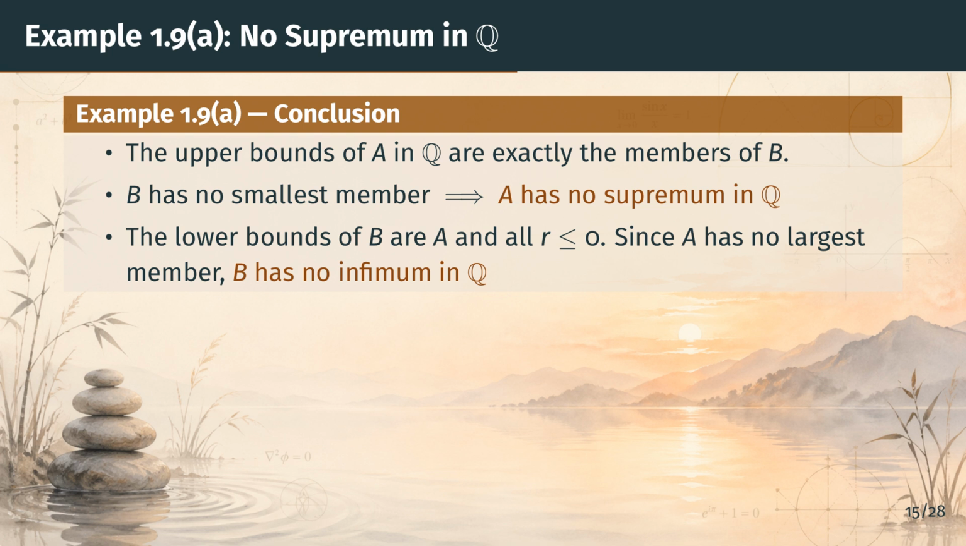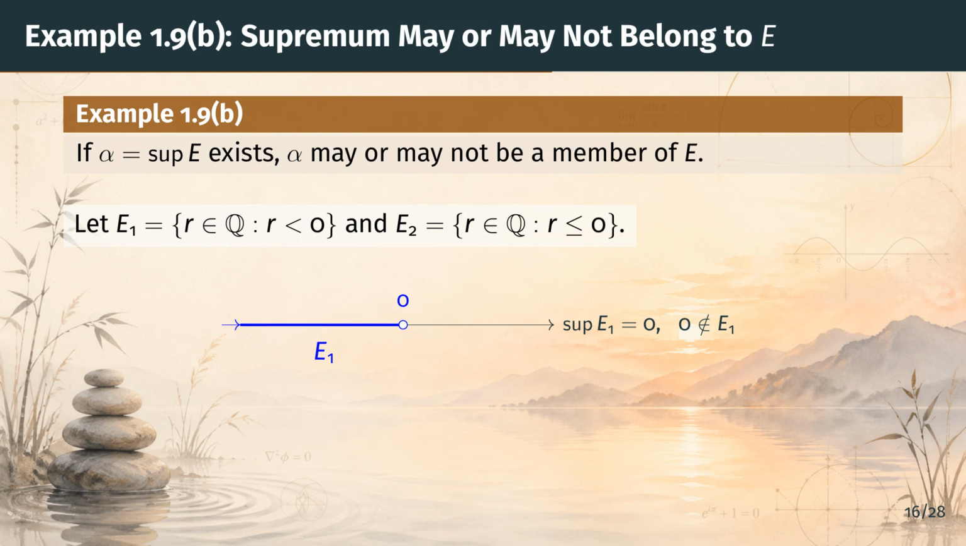Similarly, the lower bounds of B consist of all members of A, together with all non-positive rationals. Since A has no largest member, B has no greatest lower bound in Q either. This is the fundamental gap that motivates everything that follows. An important point: the supremum of a set may or may not actually belong to that set.